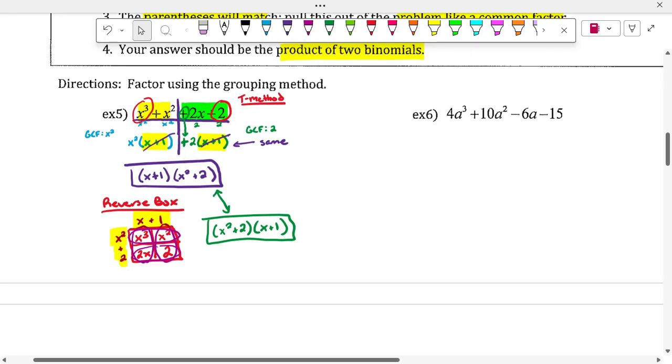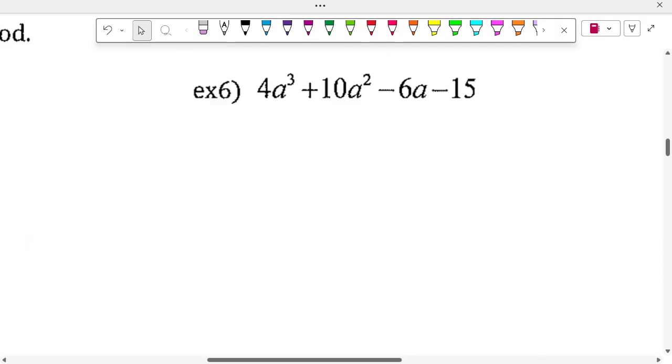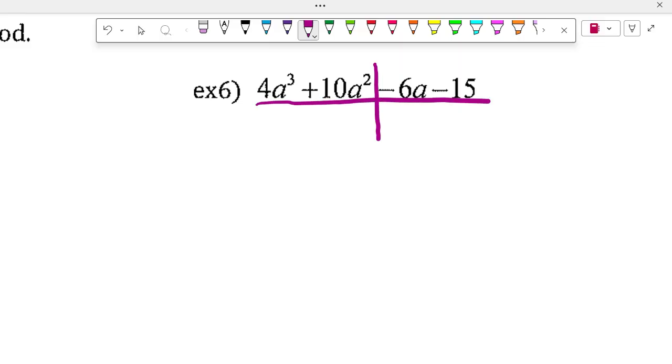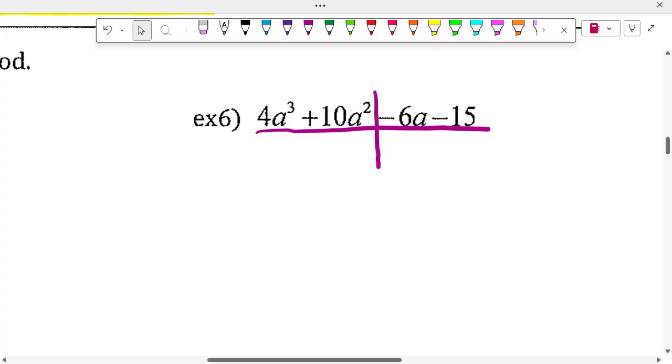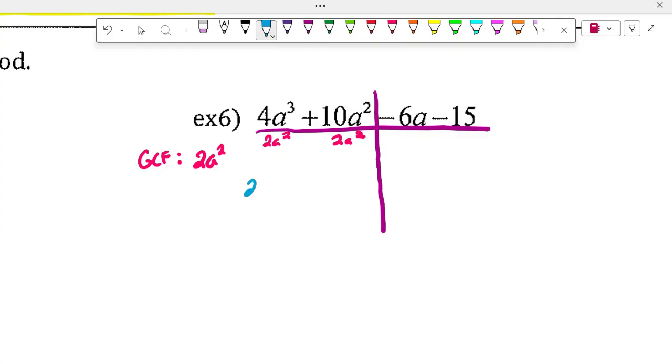All right, let's try another one together. So, which method do you want me to do first? T or reverse? All right, I'll do T first. So, I'm going to draw my lines to make my T. All right. So, what's the GCF of the first group? 2a squared. All right, that's my GCF. So I'm going to divide both by 2a squared. So I'm going to put 2a squared on the outside.